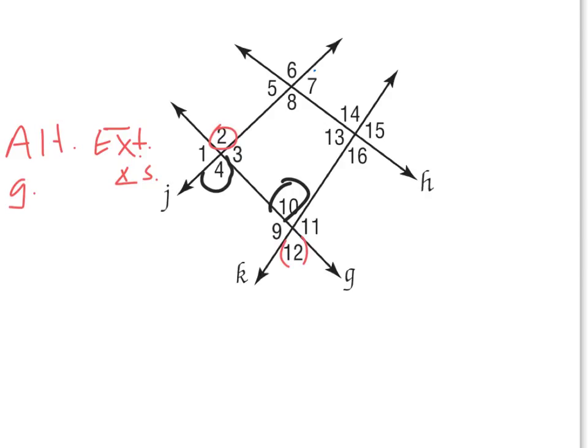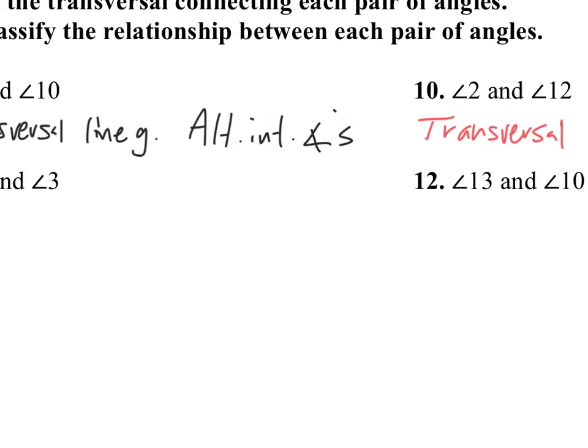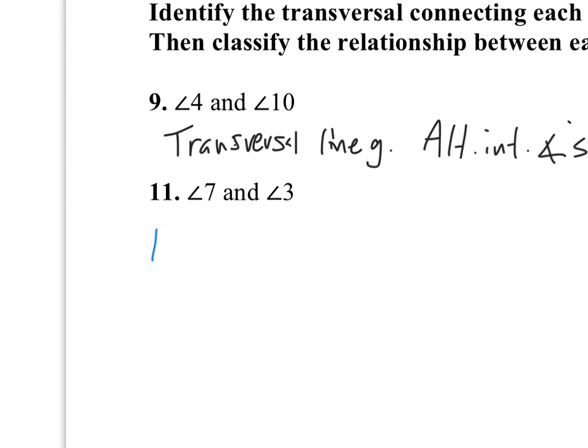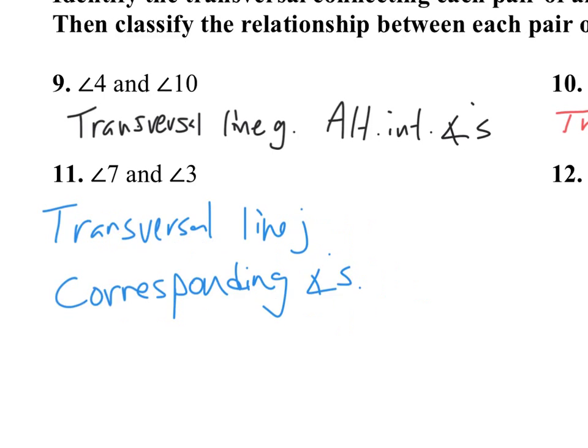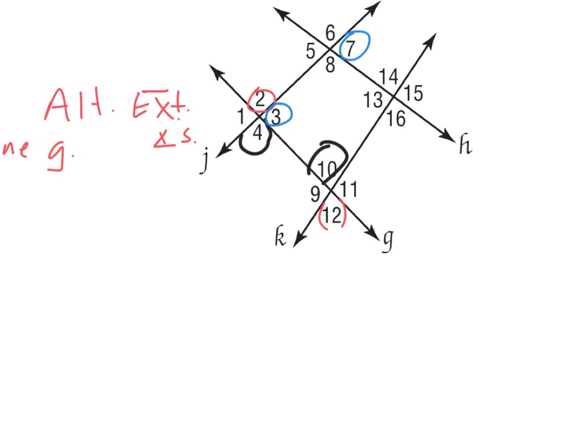Okay, let's take a look at number 11, angle 7 and angle 3. If I find angle 7 and angle 3, then I know that the transversal is line J, and those are corresponding because they're in the upper right corner of each of those intersections. So line J is our transversal, and those are corresponding angles.